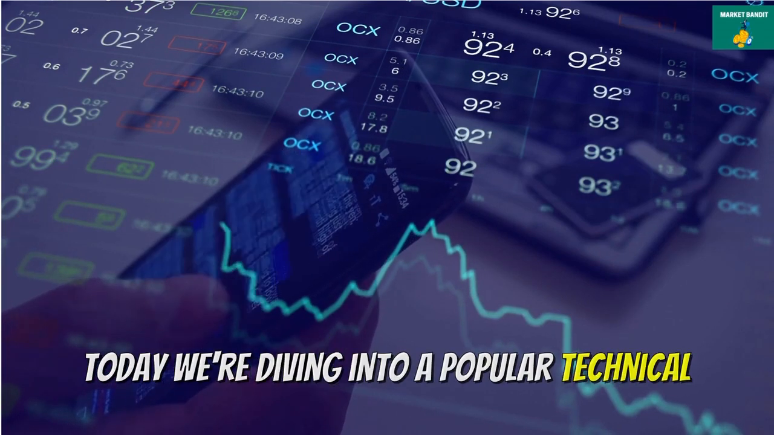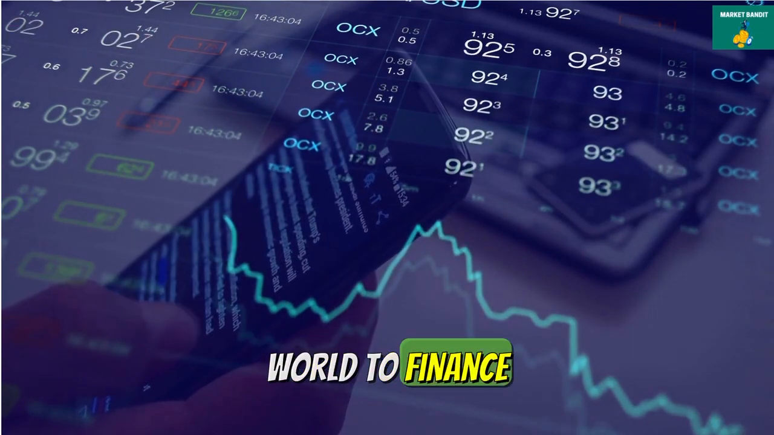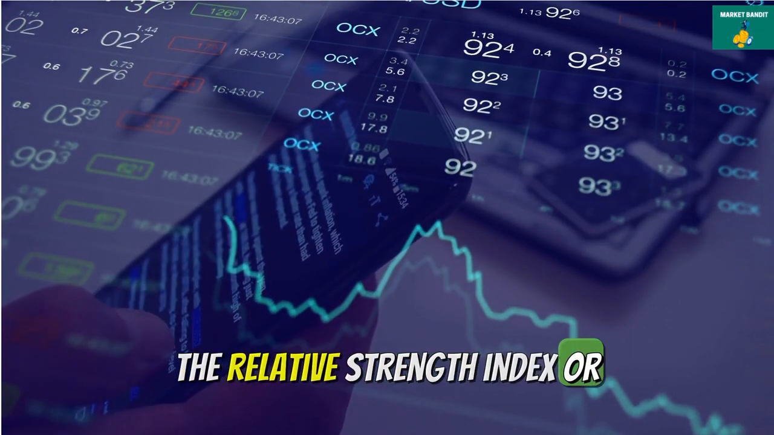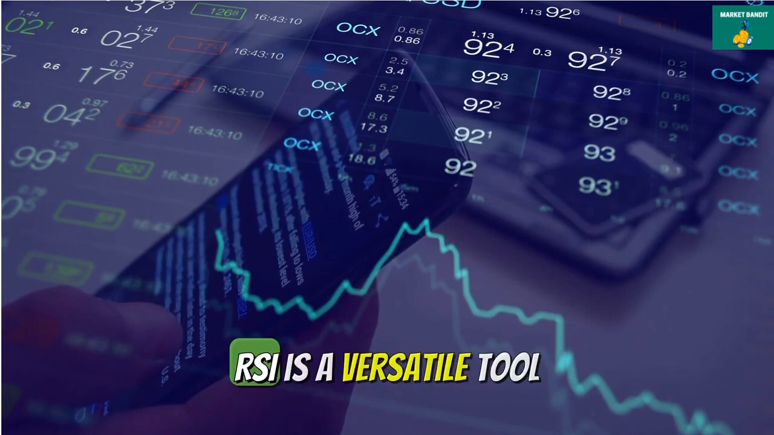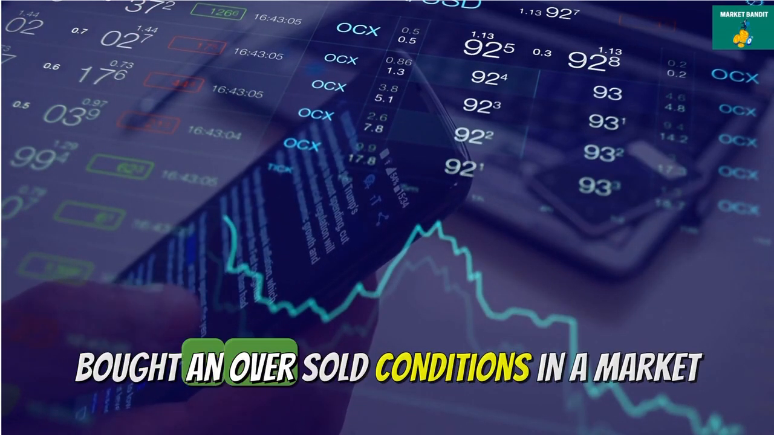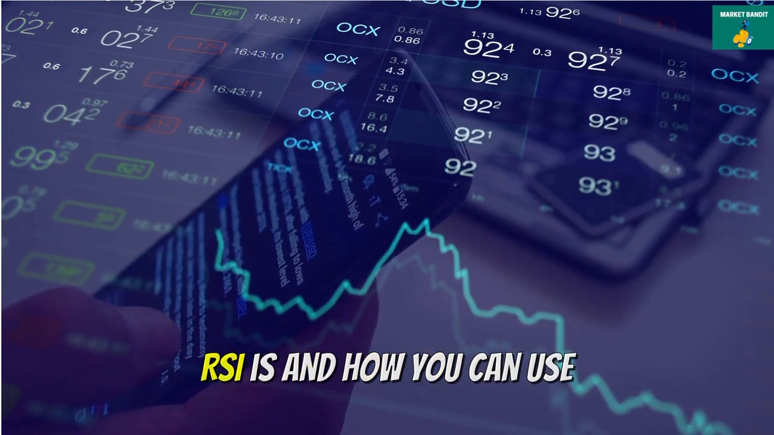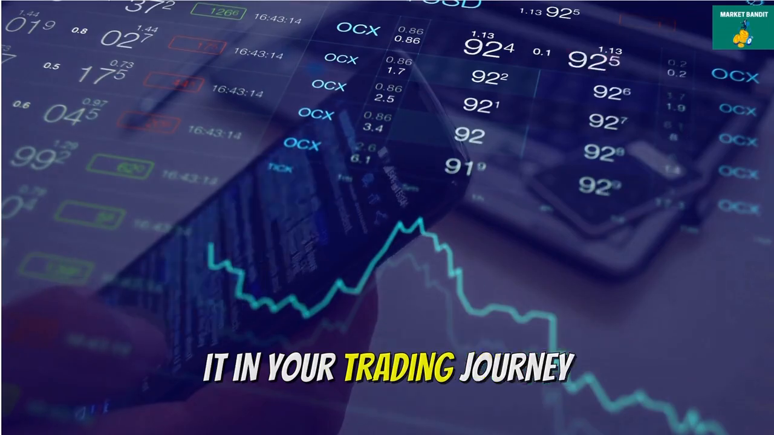Today, we're diving into a popular technical indicator used by traders and investors in the world of finance, the Relative Strength Index, or RSI. RSI is a versatile tool that can help us identify potential overbought and oversold conditions in a market. Let's explore what RSI is and how you can use it in your trading journey.